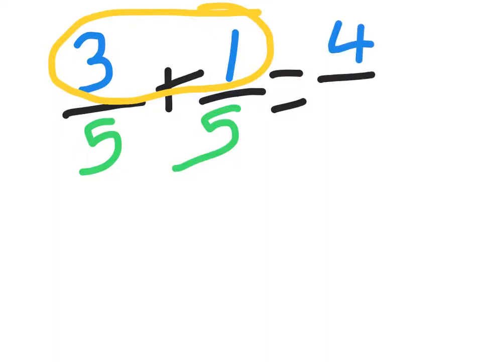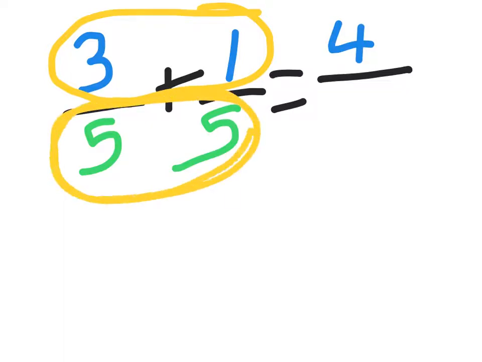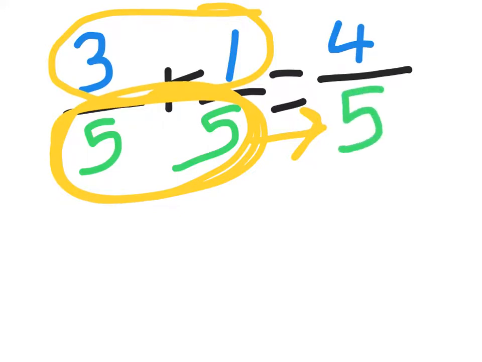And then remember that our numbers down here, our 5s, our denominator, these numbers stay the same. So it transfers right over to here, and our fraction is now 4/5. So that is how, as a review, to be able to add fractions with like denominators.